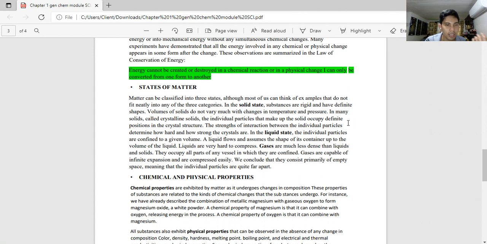In many solids, you have what you call crystalline solids. The individual particles that make up the solid occupy definite positions in the crystal structure. Usually it is in the book, which has a demonstration, but it's not in my module. The strength of the interaction between the individual particles determines how hard or how strong the crystals are. For example, it depends on how close the atoms are to one another. So if there is distance, although it is in solid phase, it will easily be scattered or crumble.